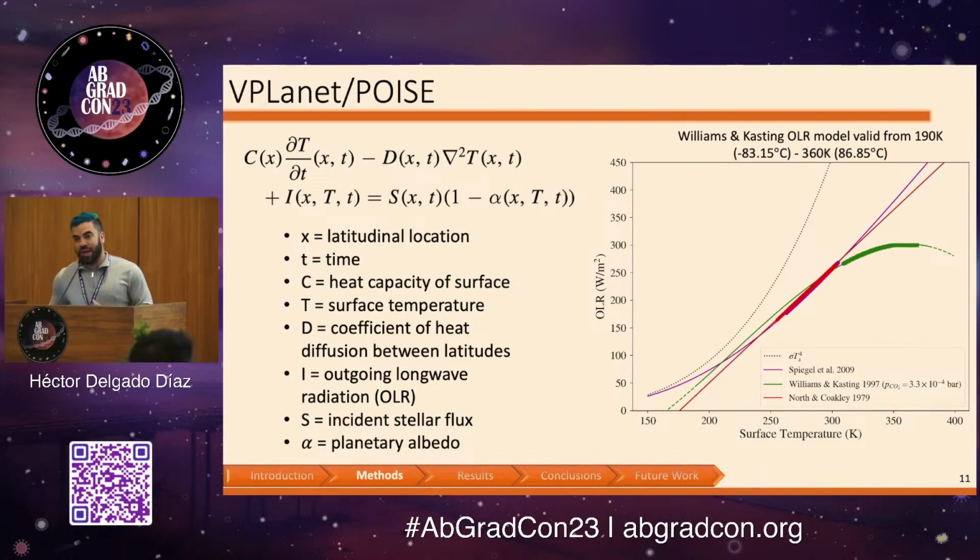Oh, and to say that this Williams and Casting model is only valid from negative 83.15 degrees Celsius to 86.85 degrees Celsius, meaning that if the planet gets too cold or too hot beyond those boundaries, our calculations of the outgoing longwave radiation are not exactly accurate. So we deem it that if it's too cold, the planet is just completely a snowball, and if it's too hot, we just deem it a planet completely ice-free.